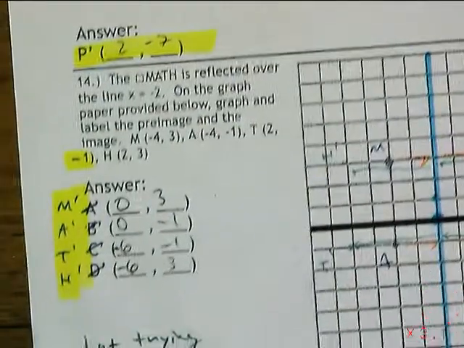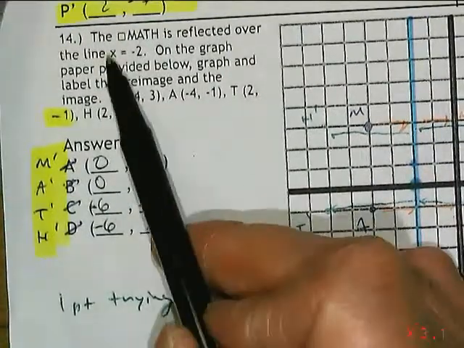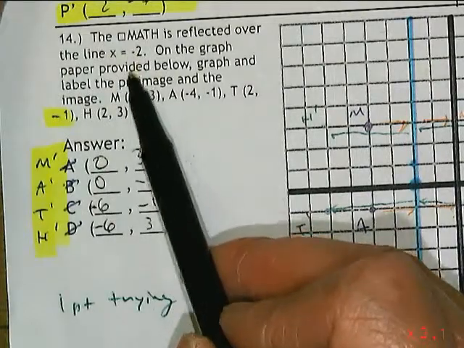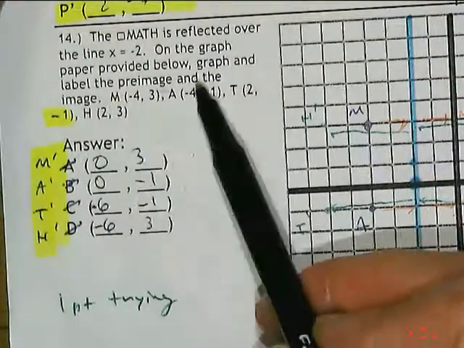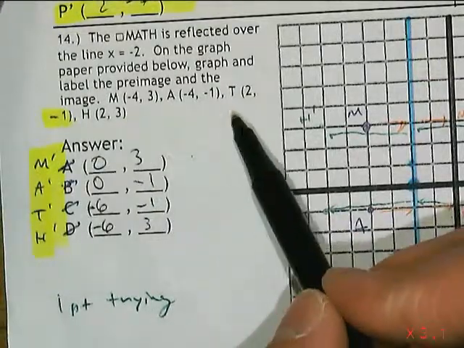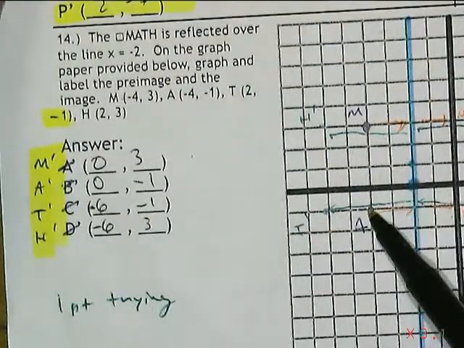Question number 14. The parallelogram MATH is reflected over the line x equals -2. On the graph paper provided below, graph and label the pre-image and the image. So we had a correction. Make sure you know that T is 2, -1. So you take these 4 ordered pairs, go ahead and graph them. Here they are.